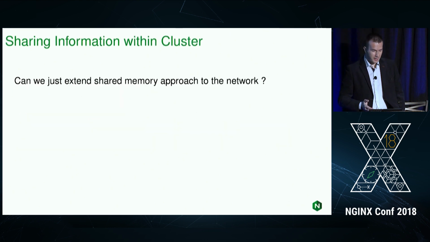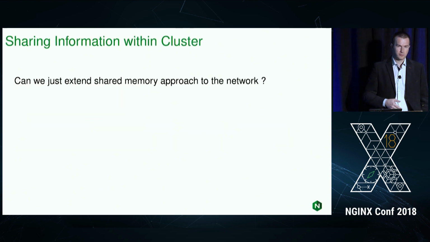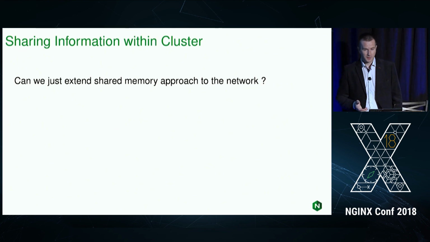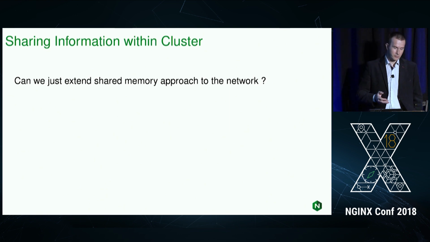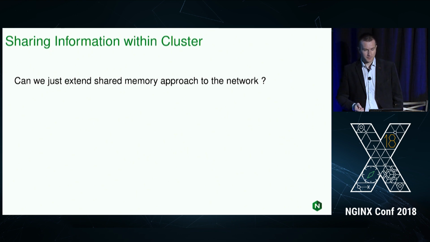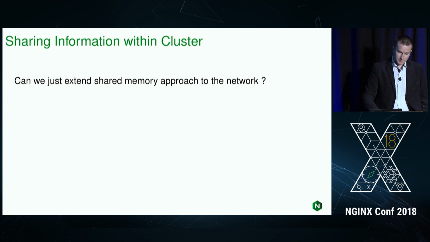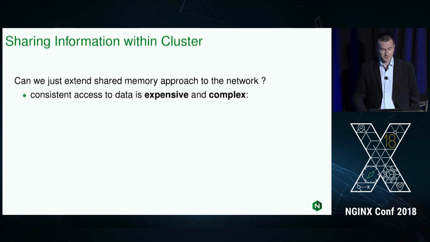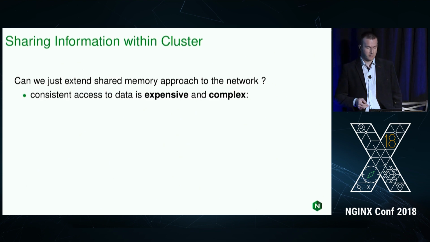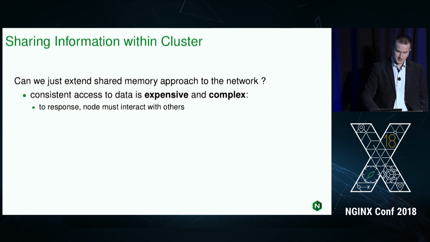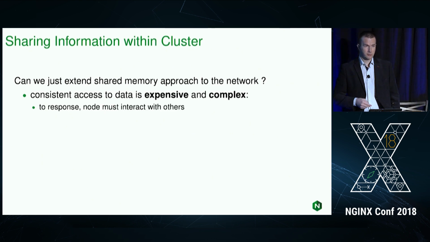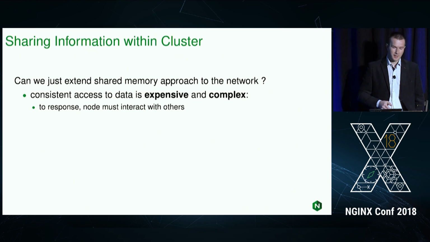So, can we go and extend this shared memory approach to the network? For example, right now we have a number of local processes that are accessing shared memory. Why can't we have more remote processes that will access shared memory using the same method? The short answer is no. Why? Because consistent access to data in a network is expensive and complex. To respond to a request, each node must interact with some others. We can no longer respond quickly.